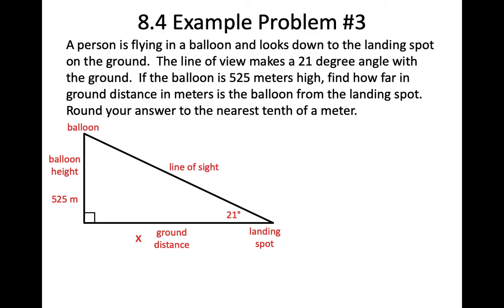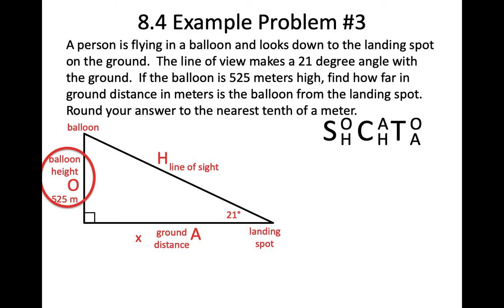So, like all problems with trigonometry, I'm going to write down SOHCAHTOA and put on the sides that I have. I know I have the hypotenuse, I have the opposite, and I have the adjacent. So now I'm going to look and see which of these sides I need to solve my problem. Well, I have the balloon height is 525 for my opposite, and I'm trying to find the ground distance x, which is my adjacent. And so I look at my ratios, which one has O and A, that would be TOA, the T of which stands for tangent.